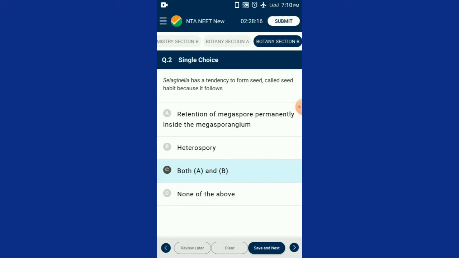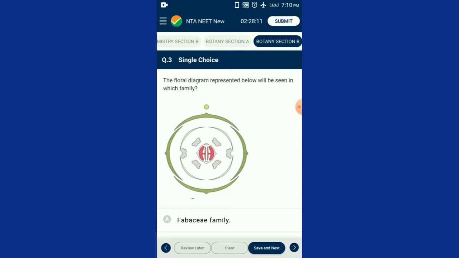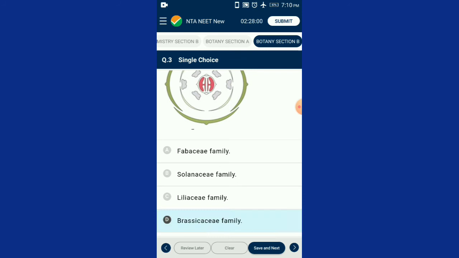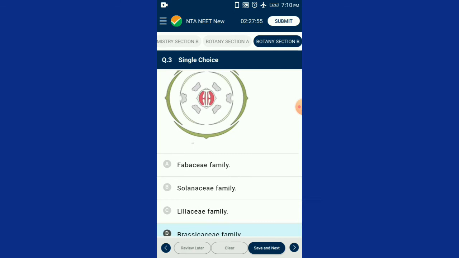Question number 3. The floral diagram represented below will be seen in which family? The floral diagram given is seen in the Brassicaceae family. From the given floral diagram, the plant has 4 sepals, 4 petals, 6 stamens and an ovary having 2 locules, that is a bicarpellary syncarpous gynoecium. This type of flower is seen in the family Brassicaceae, which includes mustard, cabbage and cauliflower.